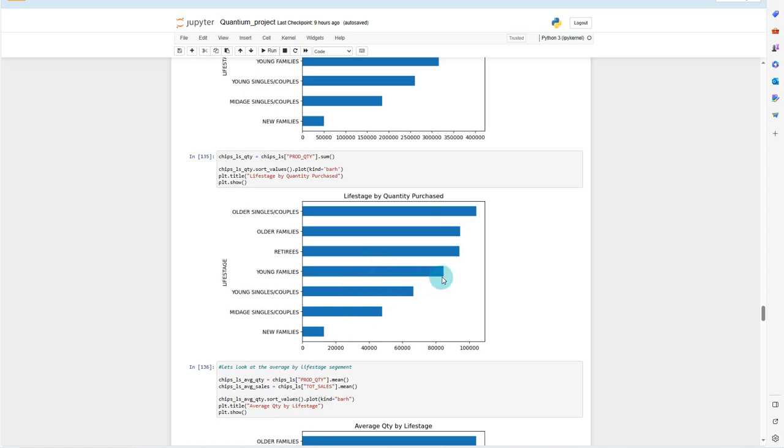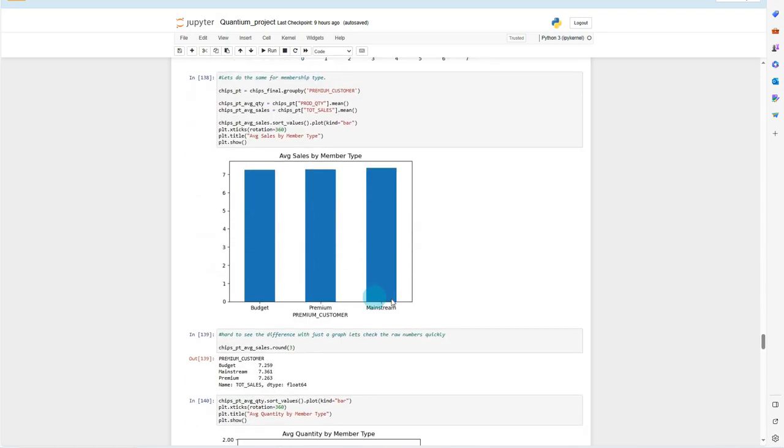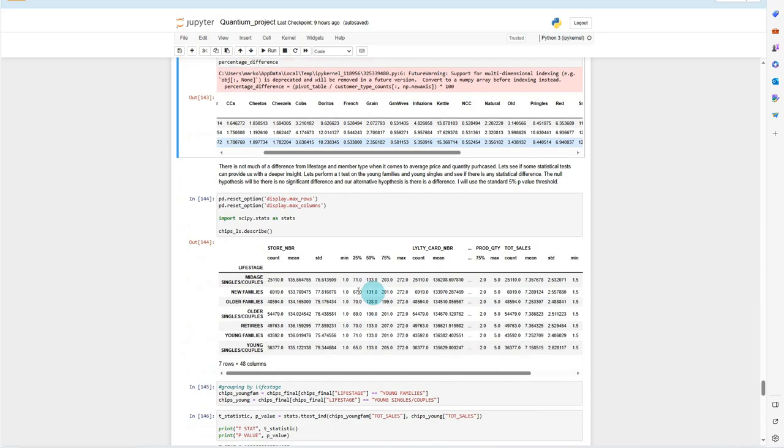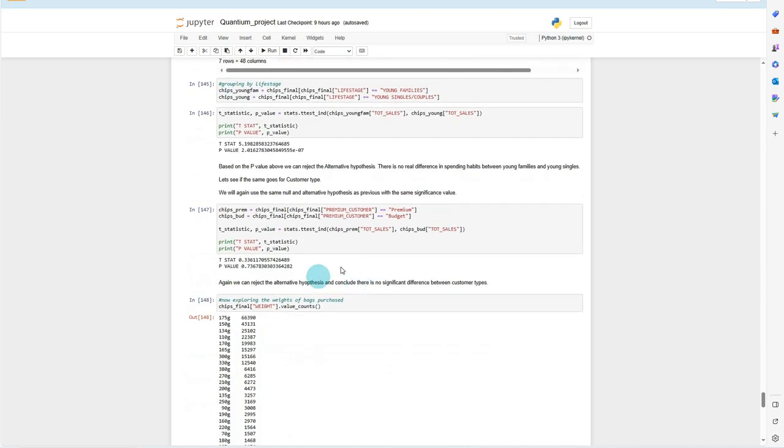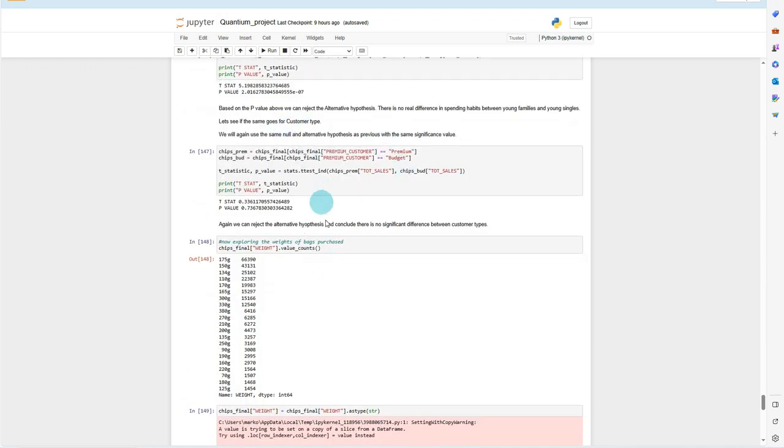But I wanted to see if there's any statistical difference between young families and young singles. Pretty decent sized gap. This one's closer to 80,000. This one's a little closer to 80,000. This one's a little bit closer to 60,000. There was no significance. There's no statistical differences that I found. So I kept going.